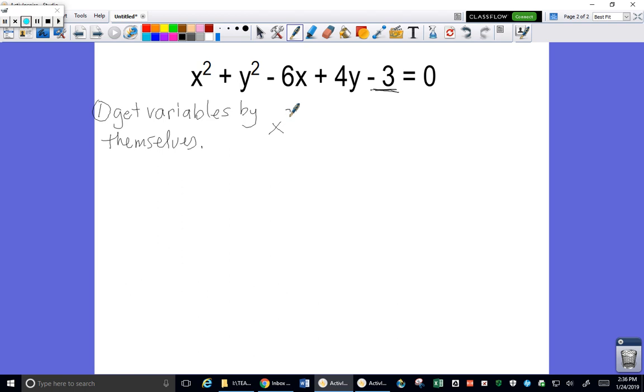So that's going to leave me with an x squared and a y squared and a minus 6x and a plus 4y. And that's going to be equal to positive 3 when we add 3 to both sides. So all the variables are on one side and the numbers are on the other side. Our next step is to get like variables together. The x's are going to get together right next to each other, and the y's are going to get next to each other as well.